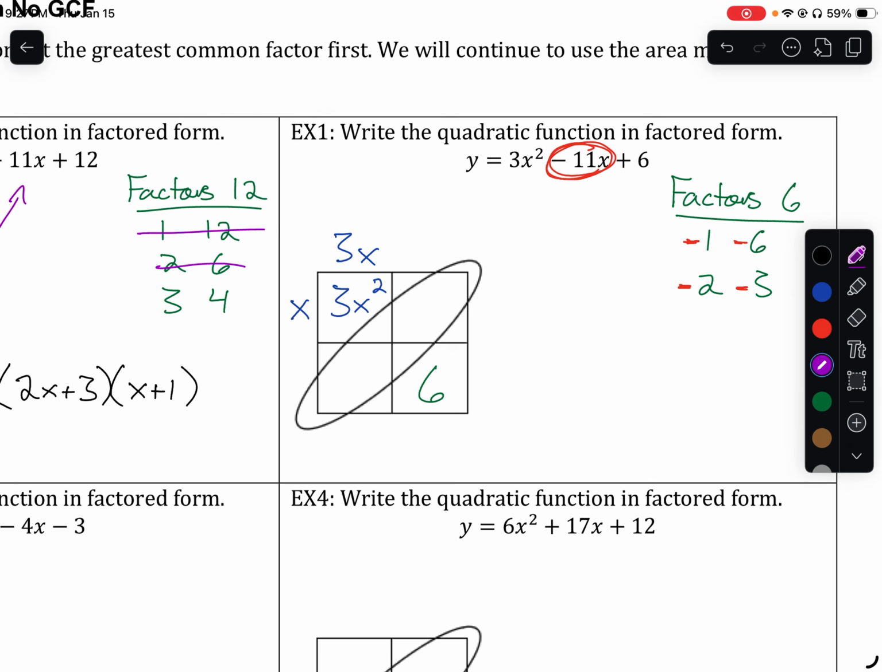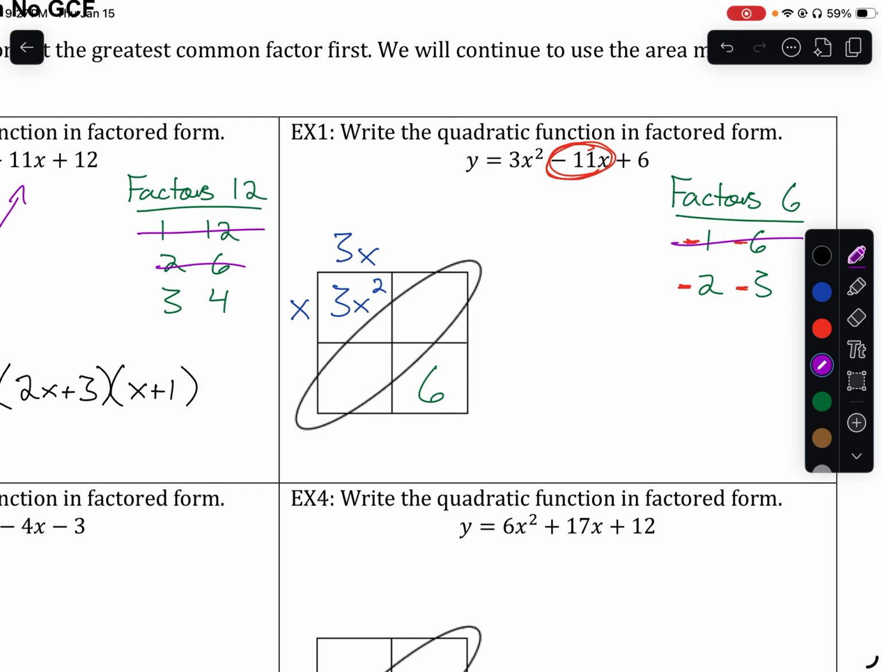So let's try to do a little bit of guess and check here. If I have 3x minus 1 and x minus 6, this is an 18x. This is a negative 1x. That gives me negative 19. Okay, that doesn't work. So let's switch it. Maybe let's do minus 6, minus 1. It's negative 3x, negative 6x. That only gives me negative 9. So, all right, that one didn't work. So we know that 1 and 6 are out.